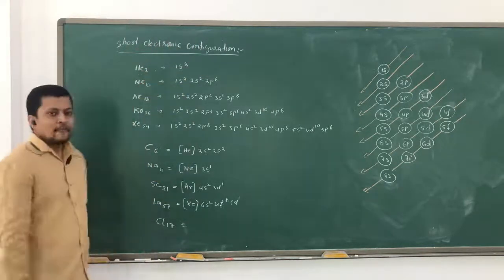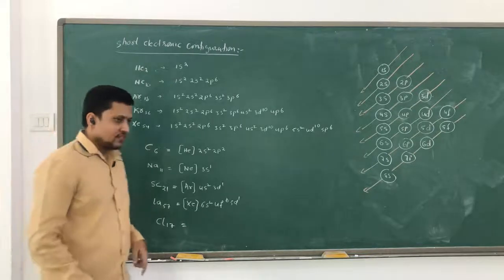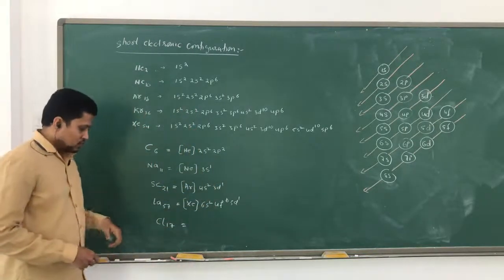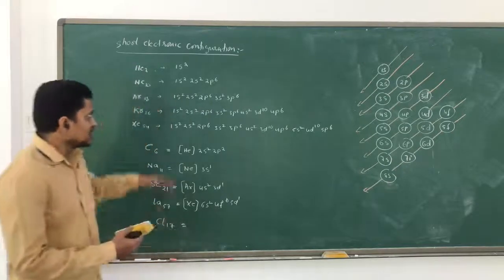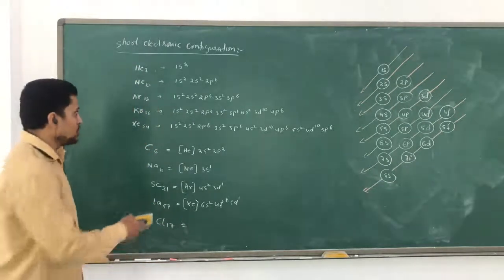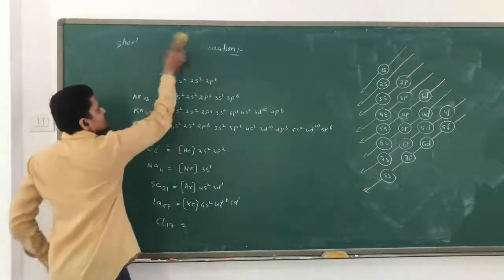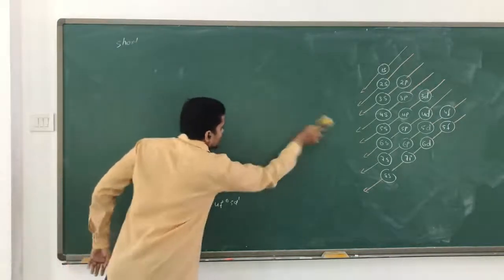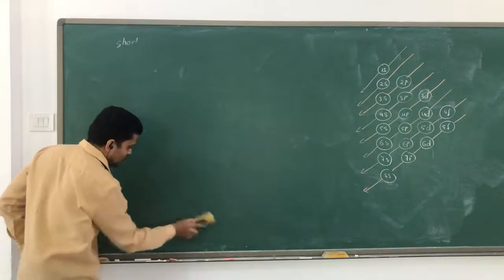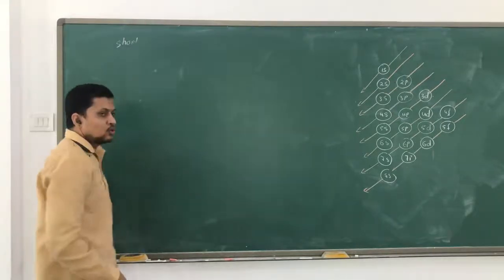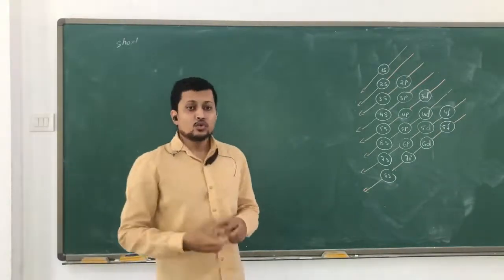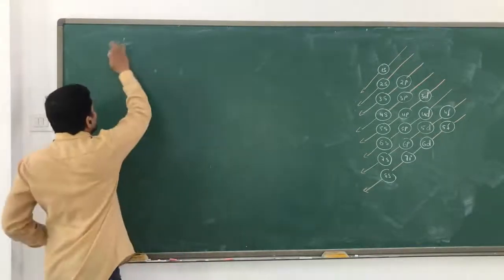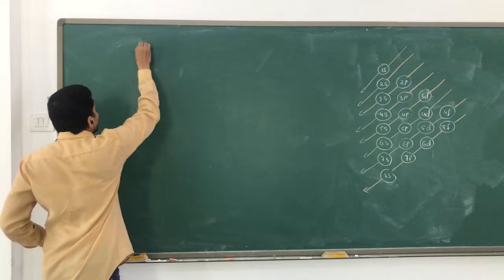Hope you understand this short electronic configuration topic. After this, one more topic is left, that is Hund's rule, which I am going to explain now. A small topic. Hund's rule is also called Hund's rule of maximum multiplicity.